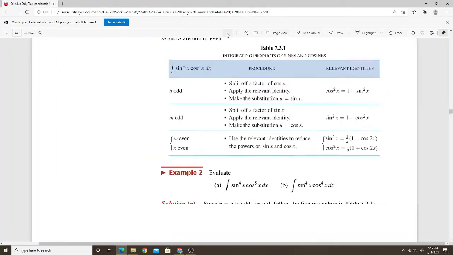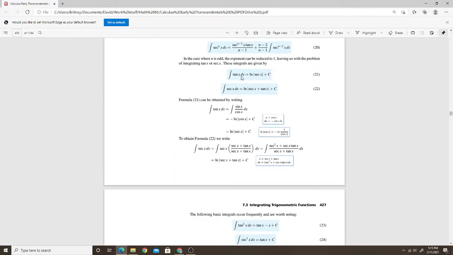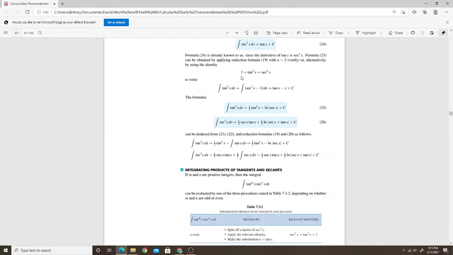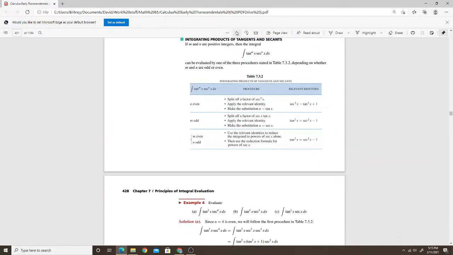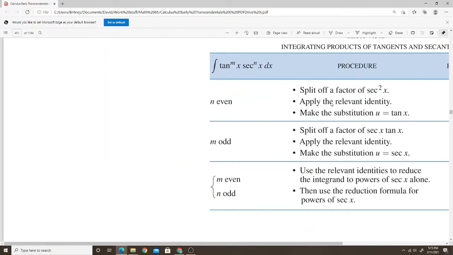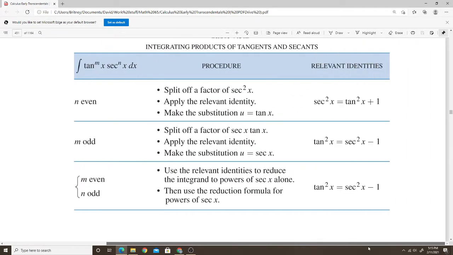Okay, and you'll see that it's a very similar set of procedures, but it's not exactly the same. So here's what you do.